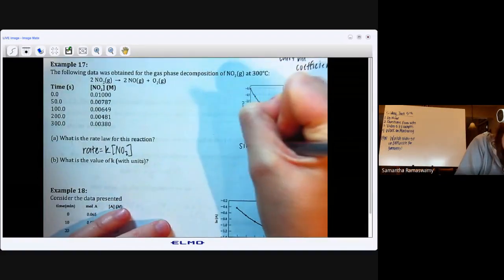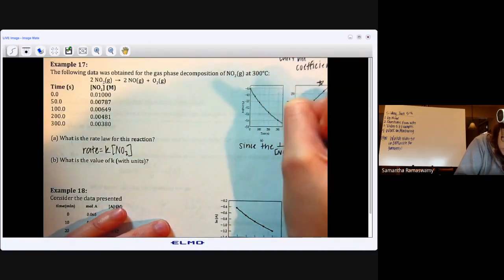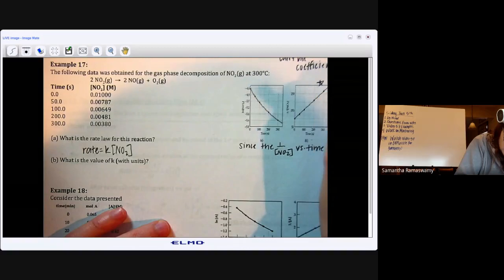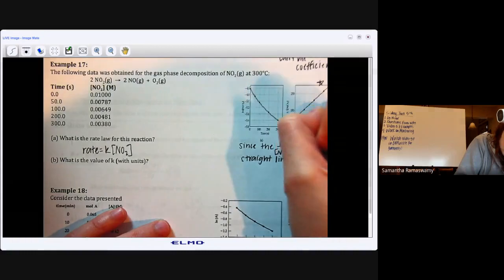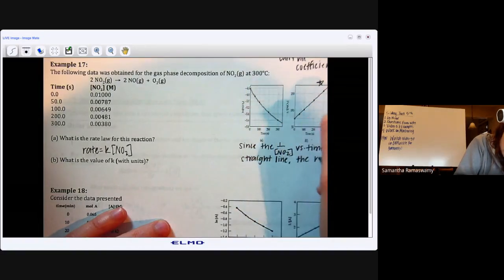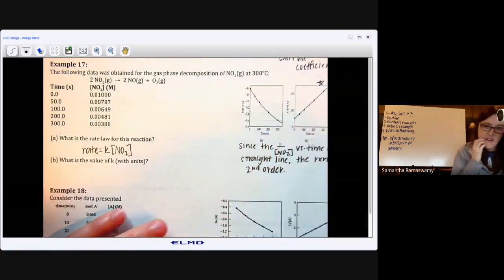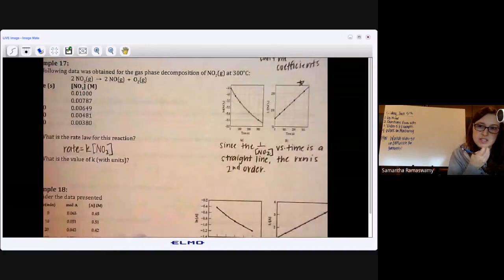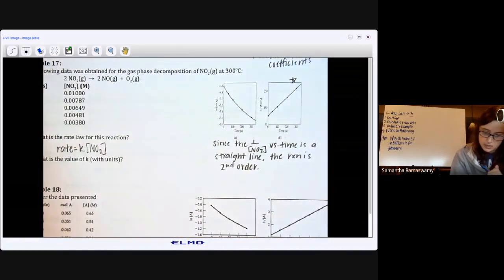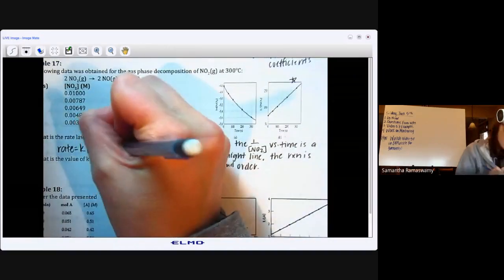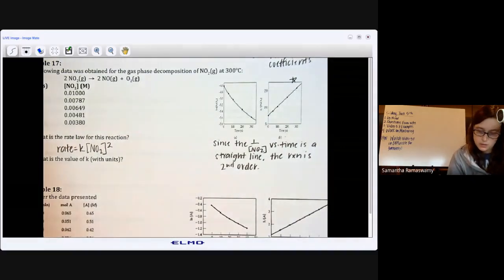So right underneath here, I'll say since the 1 over concentration of NO2 versus time is a straight line, the reaction is second order. That means that I'll have a 2. So rate equals K times the concentration of NO2 squared.